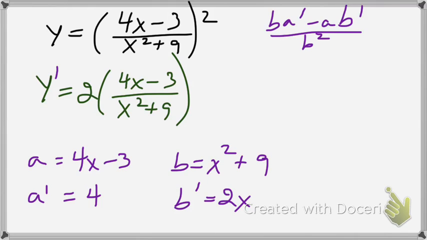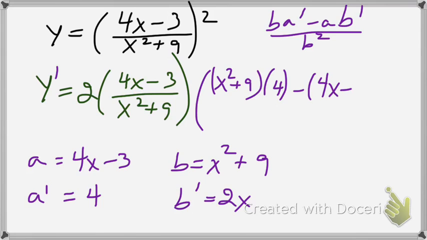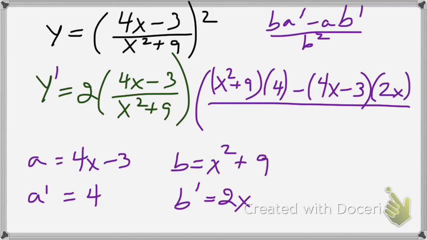Okay, so we already used our power rule, took our power out front, we left this, we dropped the power. Now we're differentiating the inside, and that calls for b, x squared plus 9, times the derivative of a, which is 4, take away a, 4x minus 3, times the derivative of b, times 2x, and this is all over b squared. So that's all over x squared plus 9 squared. I have some simplifying to do.